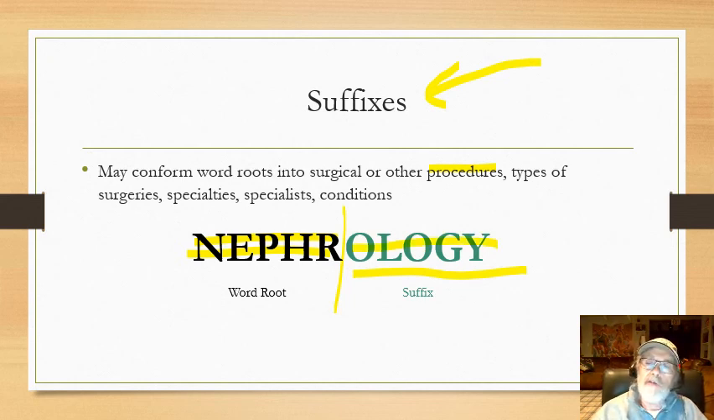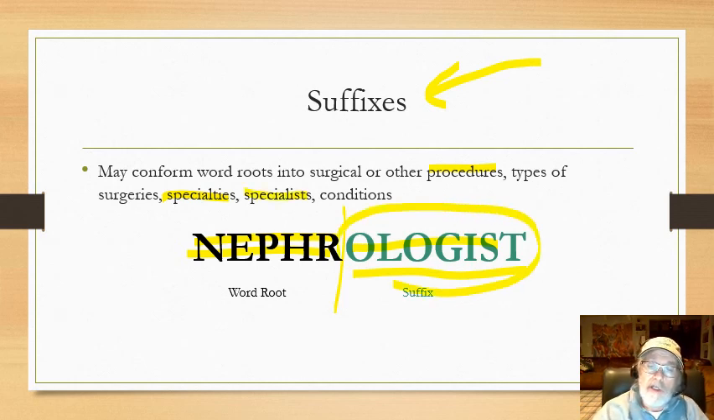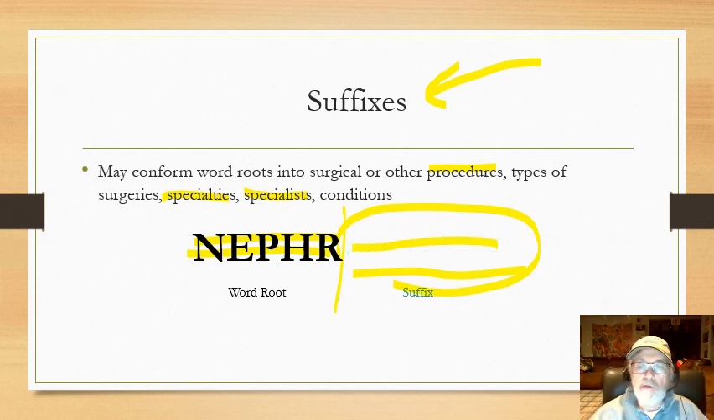Okay, the study of something. So it's basically a specialty. Nephrology, the study of the kidney. So I've gone from procedure to a study of something, which is basically a specialty. Okay, I could change that, get rid of it. Ologist would be a specialist, one who studies the kidney. Okay, nephrologist would be one. So we've gone from a procedure to a specialty to a specialist, and I can even further change it.